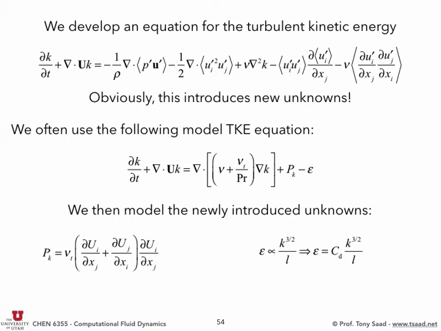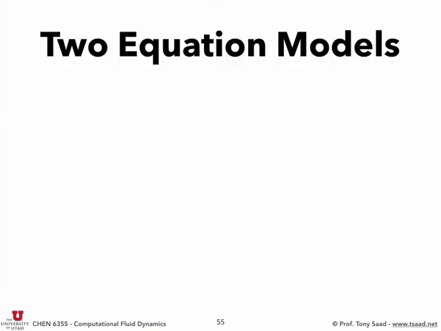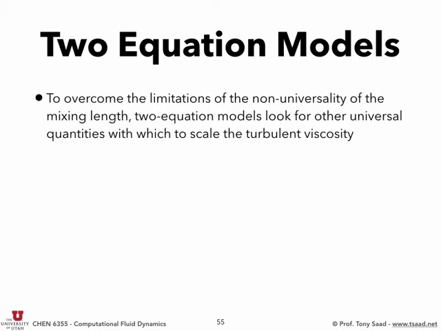But this is still annoying because we still have the length scale. The mixing length is always the caveat. So now we have to develop an equation for the mixing length, or actually think of an alternative scaling for the viscosity. And this is where two equation models come in. To overcome the limitations of the non-universality of the mixing length, we look at two equation models, which redefine the scaling of the viscosity and write it in terms of the two important parameters of the energy cascade.